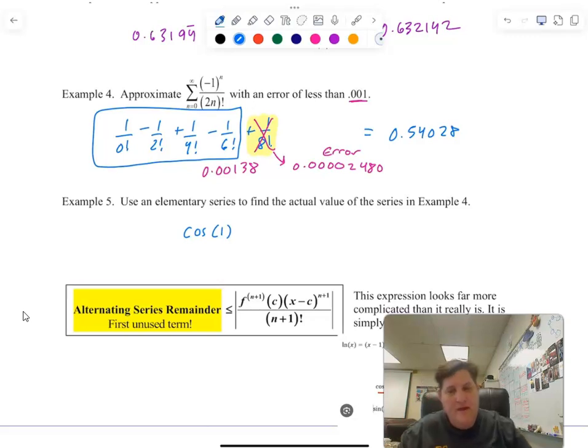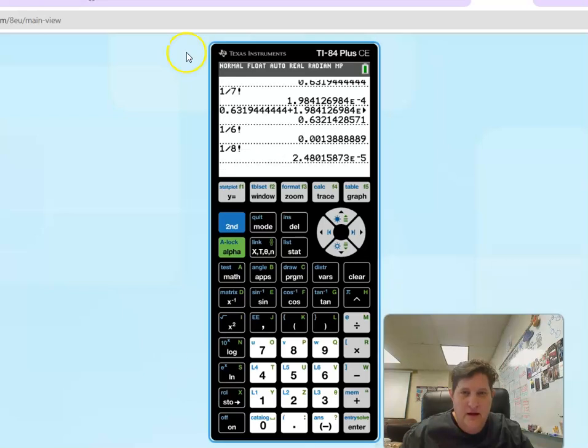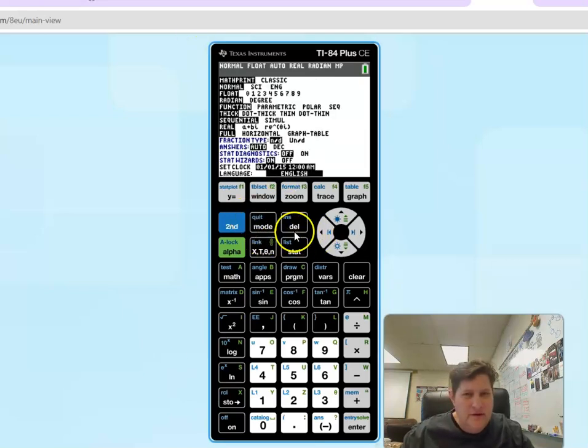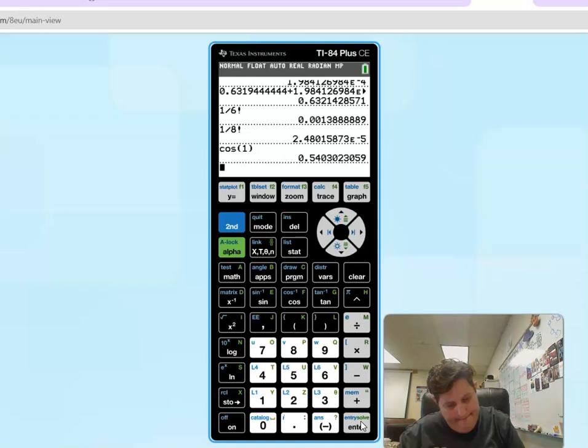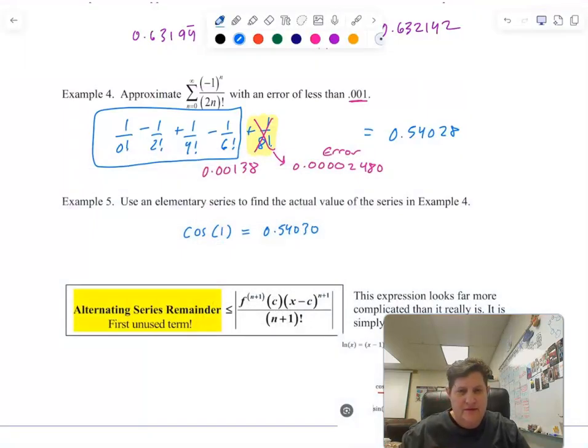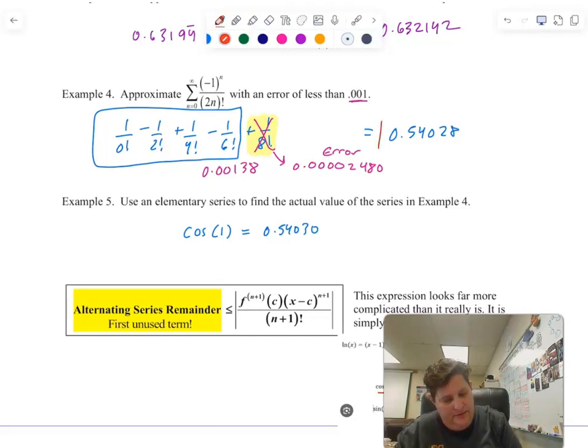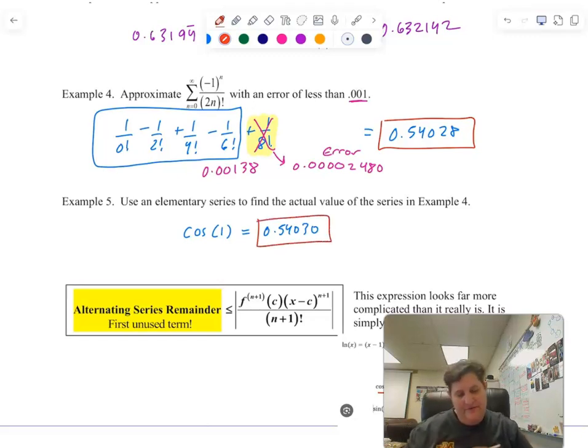cosine of 1. Now when I go and type that in, let me make sure that I'm in radians here, which is what I want, and I just type in cosine of 1. This is what I get, okay? 0.54030. Take a look at this approximation. That is a pretty killer approximation that we only had 4 terms for, and it definitely has an error of less than 1/1000. Okay, that's a very good approximation.